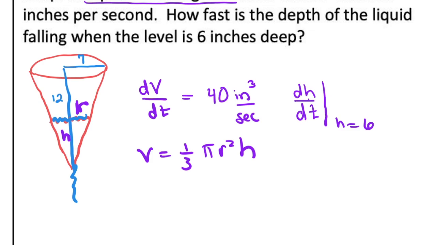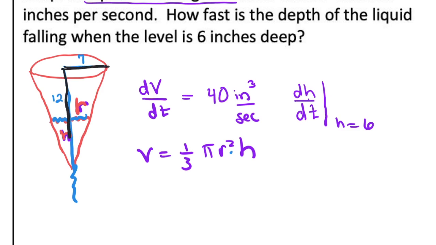As we take a look, if I were to find a derivative, I recognize that I have a product occurring here. And I can do a product rule to find a derivative, but eventually I'm going to need to find that relationship between r and h. So that takes us back to this picture. You have similar triangles in our picture.